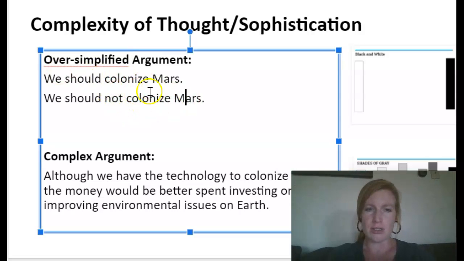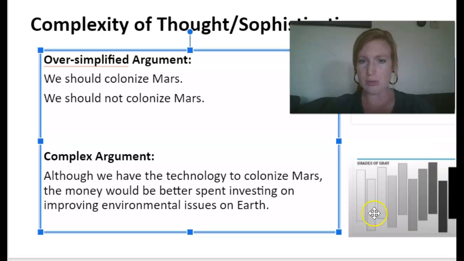We should colonize Mars. We should not colonize Mars. These arguments do not explore multiple perspectives. They are not nuanced. They are not complex. They are oversimplified. And that's the danger of the single story that we've talked about. Instead, we want a more complex argument where we have explored all perspectives and shades of gray.